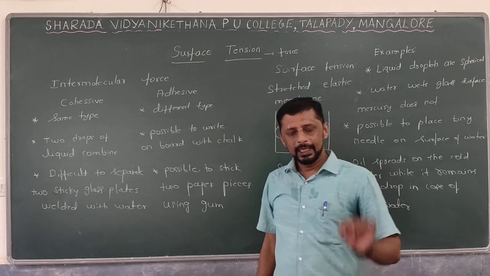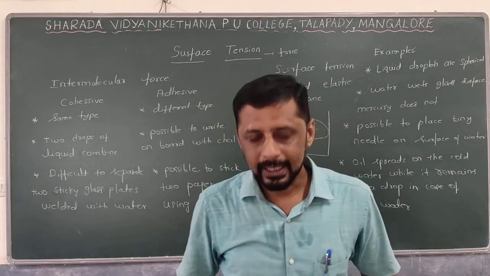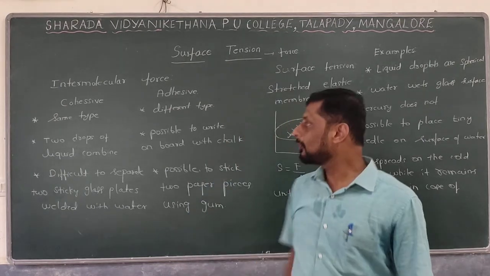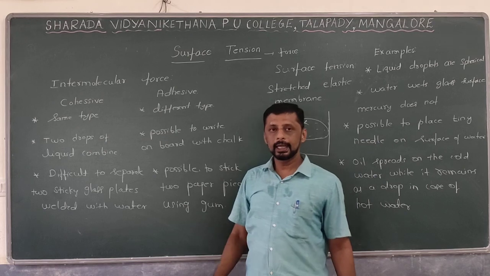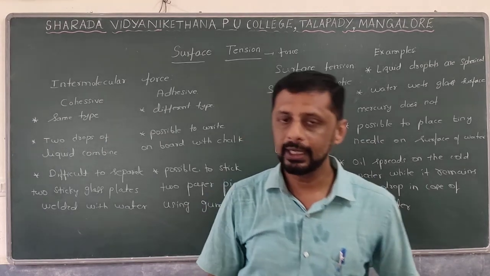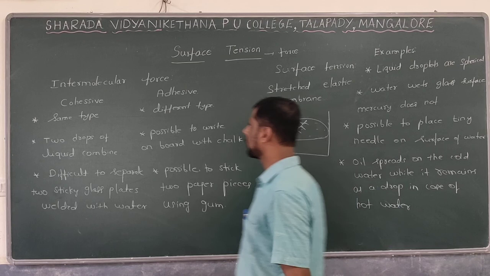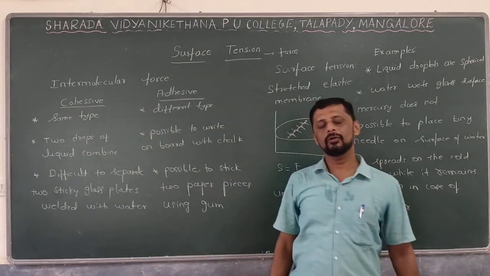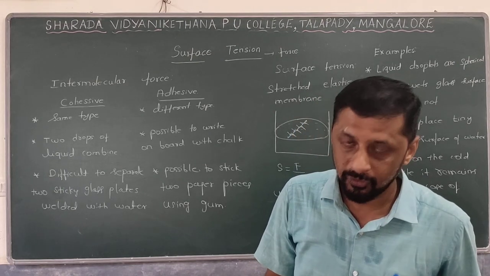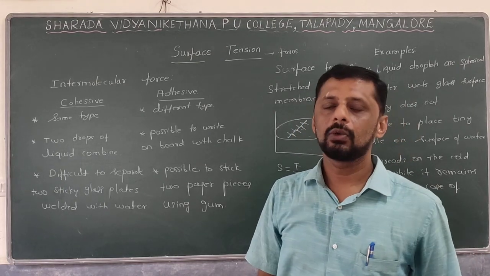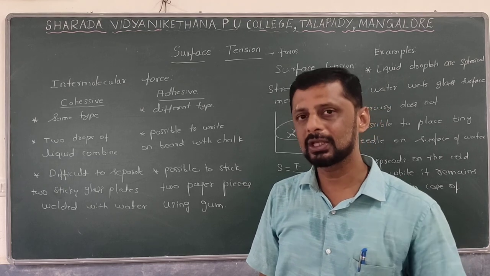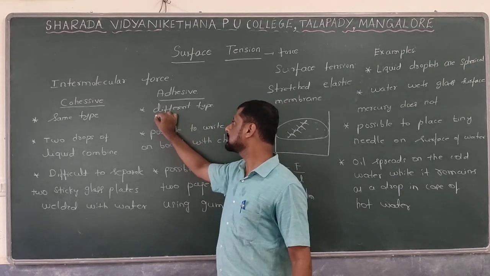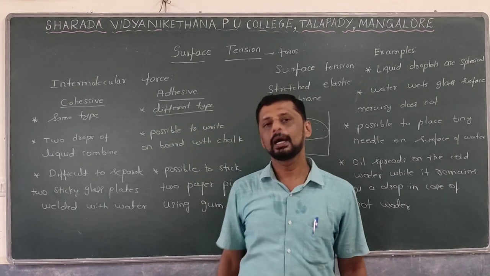We know that in between the molecules or in between the atoms there exists a force of attraction or repulsion. So that force is nothing but what? Intermolecular force. The intermolecular force can be further classified into two types. One is cohesive force and another one is adhesive force. The force between the molecules of the same type is known as cohesive force. If you consider water, the force between the water molecules is nothing but what? Cohesive force. While the force between the molecules of different types is called adhesive force.